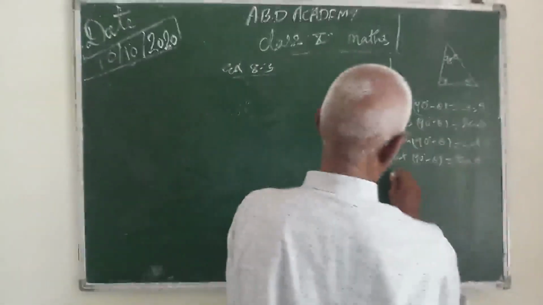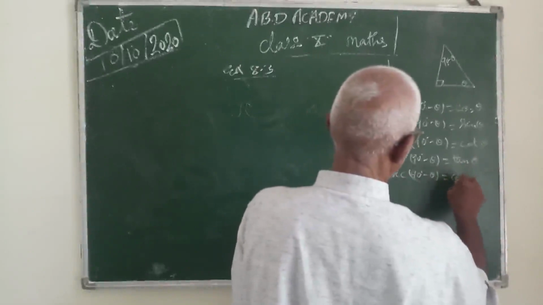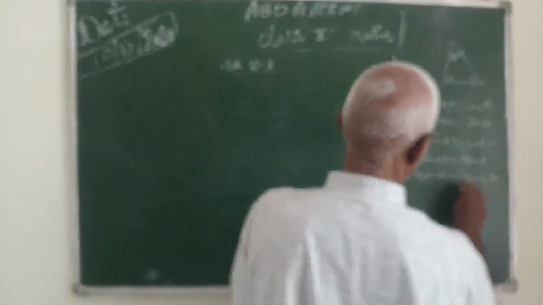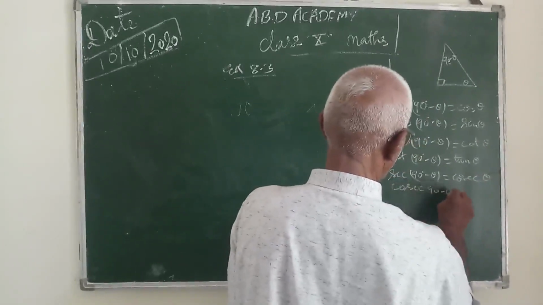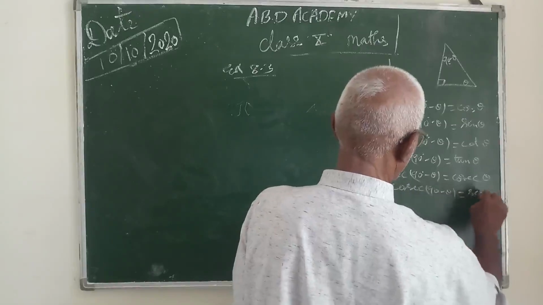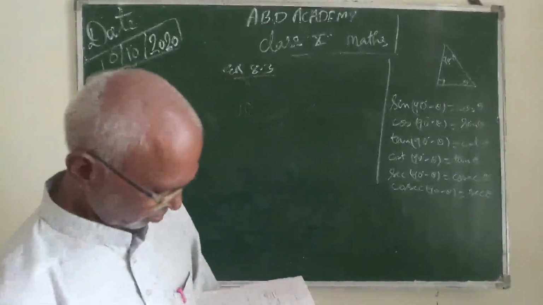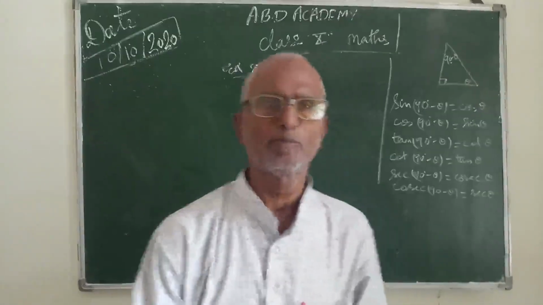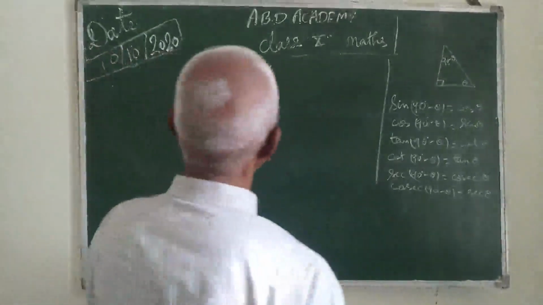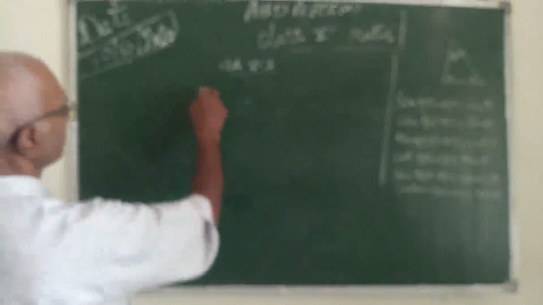Similarly, sec and cosec. Sec 90 minus theta is equal to cosec theta, and cosec 90 minus theta is equal to sec theta. These are the formulae for complementary angles. On the basis of these, exercise 8.3 is given to calculate the value of the given things. Exercise 8.3, question 1.